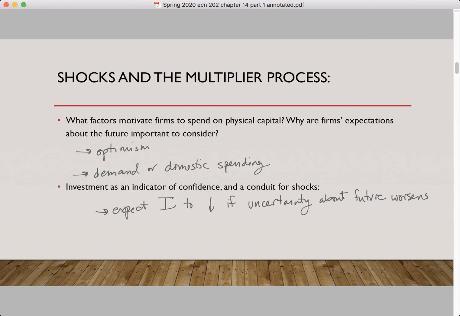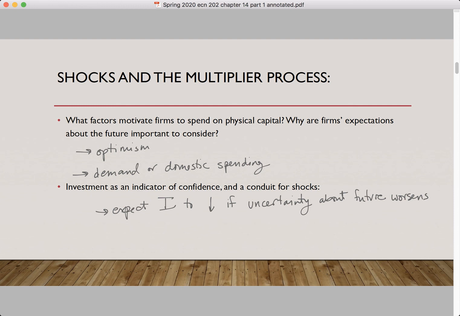A lot of macro is thinking about factors that shock our system, factors that encourage people to spend more or spend less. And when we think about a shock to a system, we're thinking about something outside of their income that can influence their spending behavior. So the question here is, what factors motivate firms to spend on physical capital? Chapter 13 talked at the very end about how firms' investment expenditure, or spending on physical capital, is the most volatile or the most changeable component of GDP.